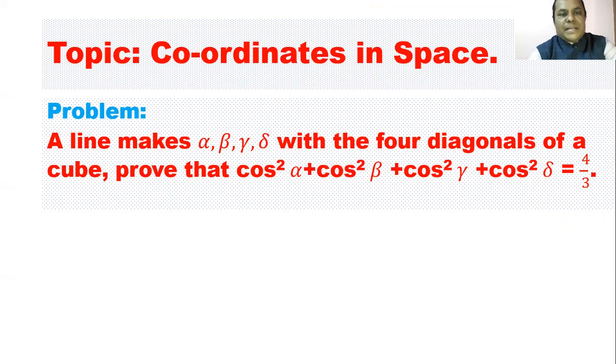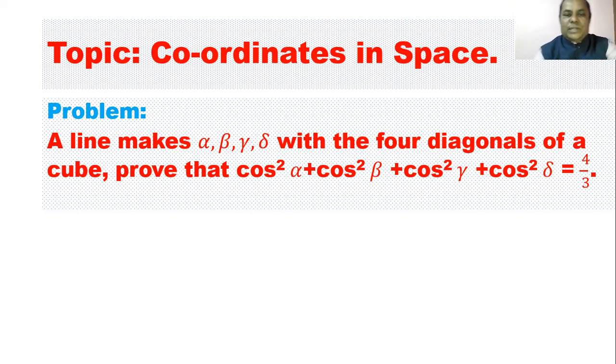A line makes angles alpha, beta, gamma, and delta with the four diagonals of a cube. It means there is one cube. In a cube, there are four diagonals, which are called the major diagonals. This line makes angles alpha, beta, gamma, and delta with the four diagonals of a cube. Then we have to prove that cos square alpha plus cos square beta plus cos square gamma plus cos square delta is equal to 4 by 3. This is the verification part.